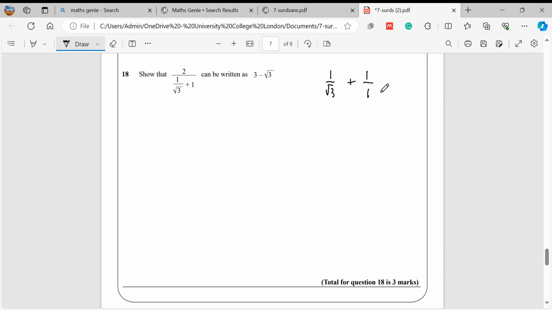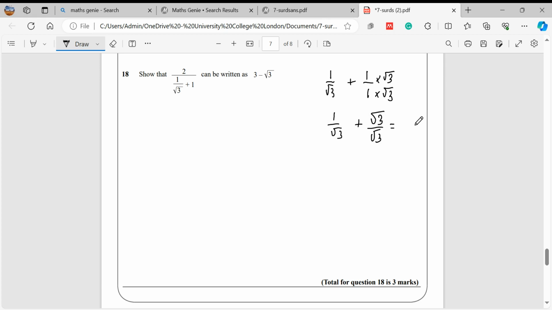So again, you're used to perhaps changing it to equivalent fractions. That means I'm going to multiply the denominator by root 3. What I do to the bottom number, I must do to the top. So multiply top and bottom by the root of 3. So I end up with 1 over root 3 plus root 3 over the root of 3.